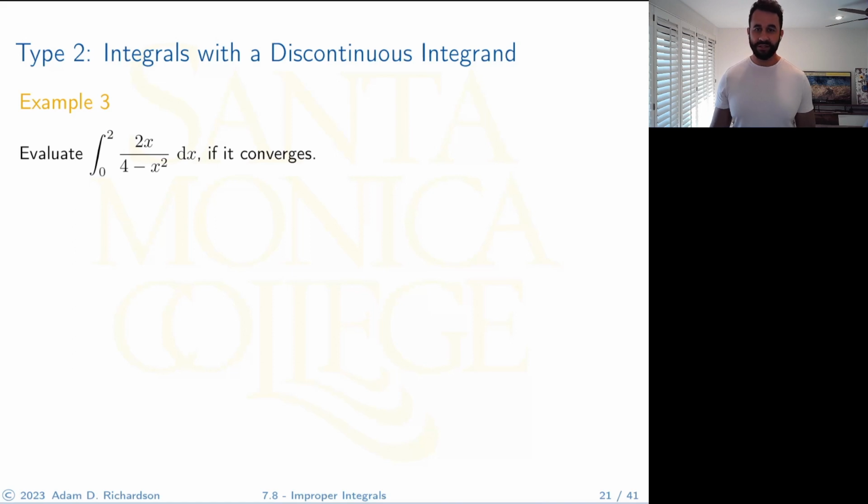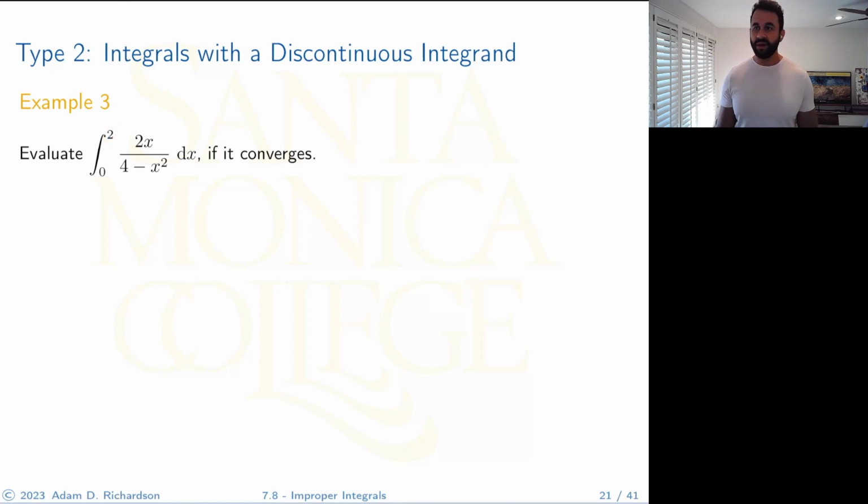All right, here we go. Let's do this one together. One thing I noticed by looking at the integrand is that we've got a problem when x is equal to 2. If x is equal to 2, then we have 4 minus 4, which is 0. So we've got an infinite discontinuity at the endpoint. We've got an infinite discontinuity when x equals 2.